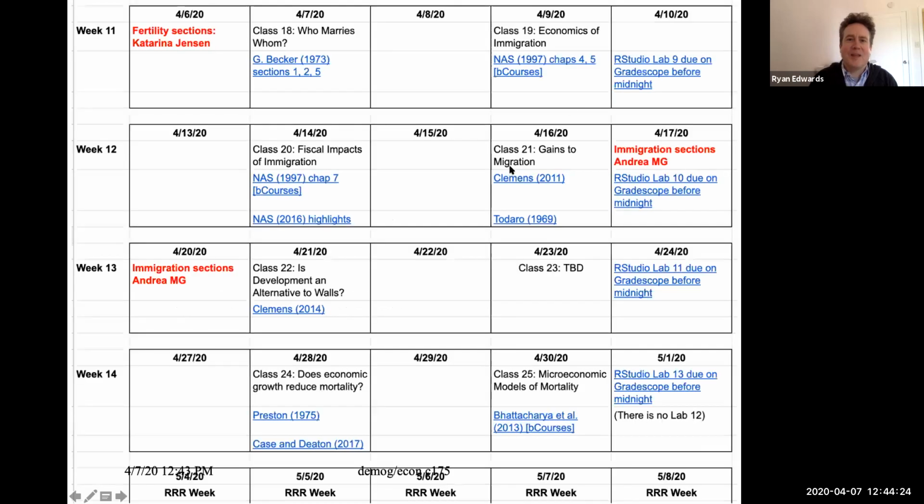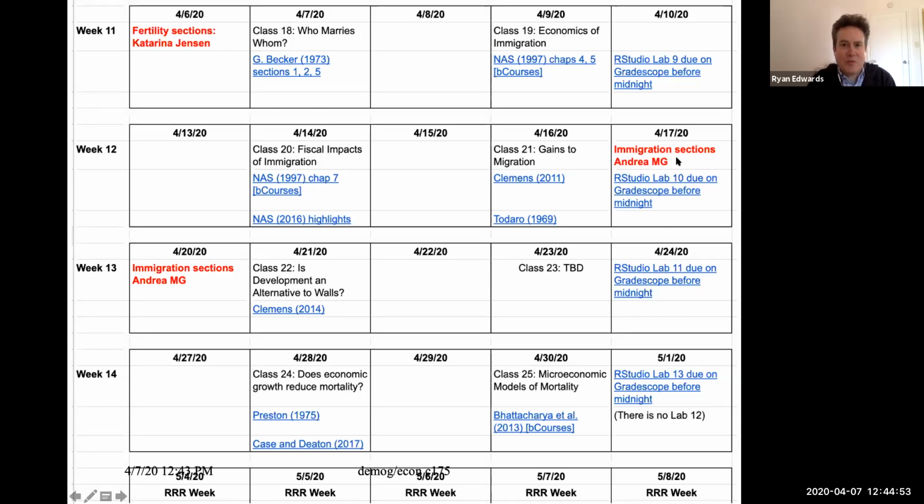Okay, so here is our remaining calendar up through RRR week, which will be the first full week in May. We'll have several more labs, starting with Lab 9, which is due this Friday, Lab 10 the following Friday, Lab 11 the 24th, and then finally a Lab 13. There is no Lab 12. So it's a busy time.